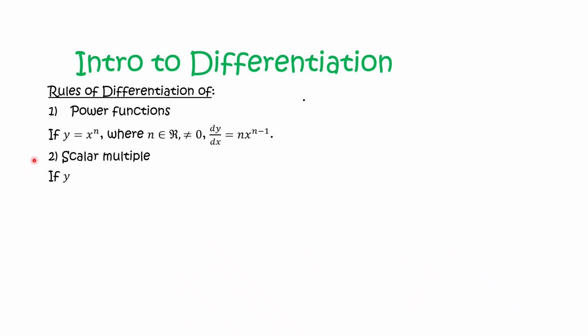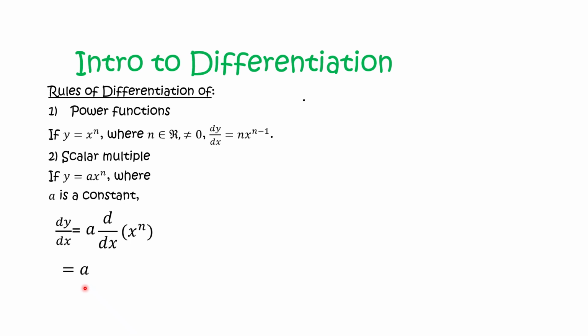Let's look at the second rule. Scalar multiple. If y equals a x to the n, where a is a constant, then the dy dx will be given by the following. We separate the a and find the derivative of what's left, that's the x term, x to the n. Then, of course, we would differentiate in the normal way.